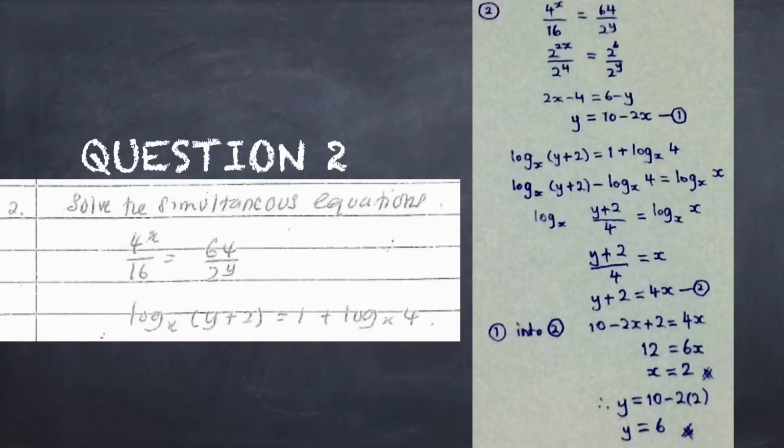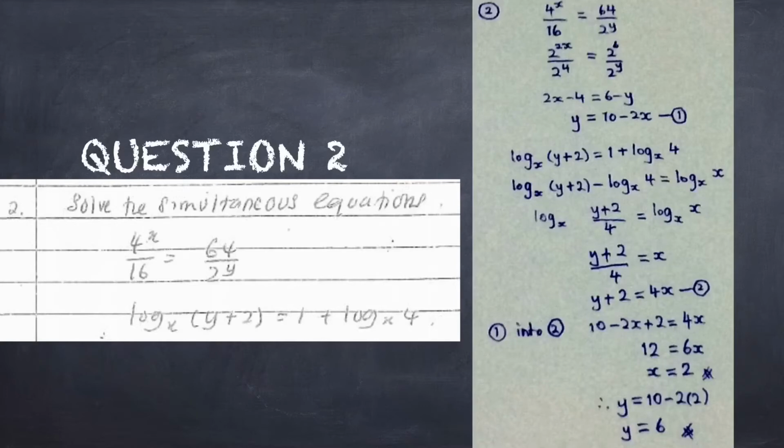Alright, next question number 2, we have to solve 4 power x over 16 equals to 64 over 2y. Alright, first you're going to simplify. You write 4 as 2 squared, and you write 16 as 2 power 4. You write 64 as 2 power 6, and you write the 2 over y down there. Alright, now you're going to apply the index law. If you have division, you have to do subtraction. So on the left side we have 2 to the power of 2x minus 4, and on the right side we have 2 to the power of 6 minus y.